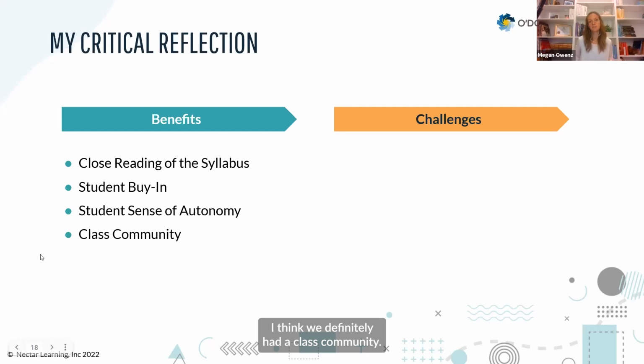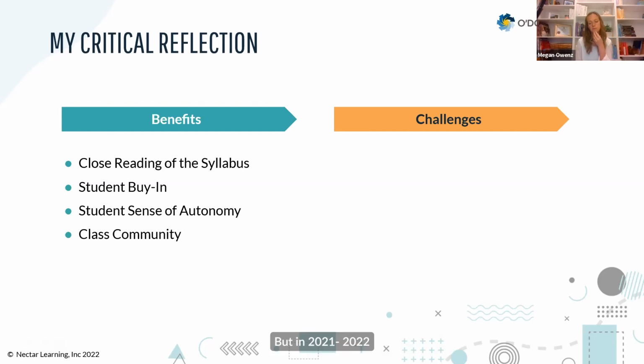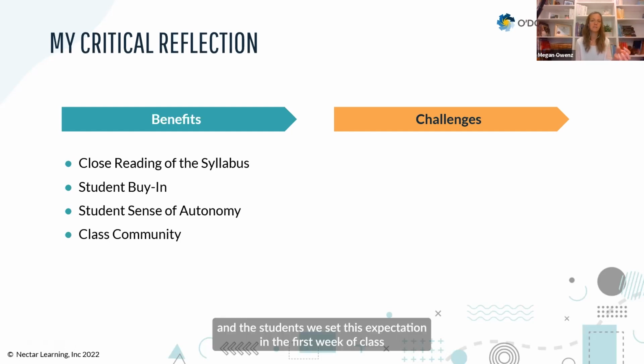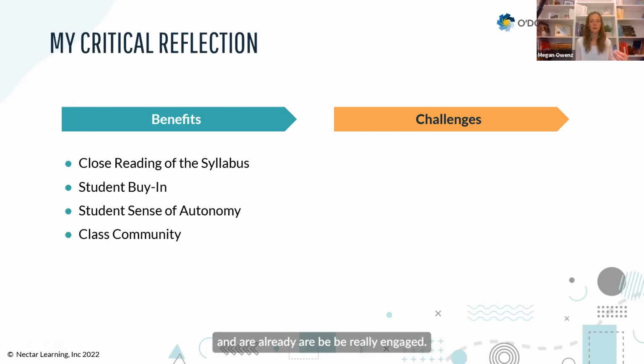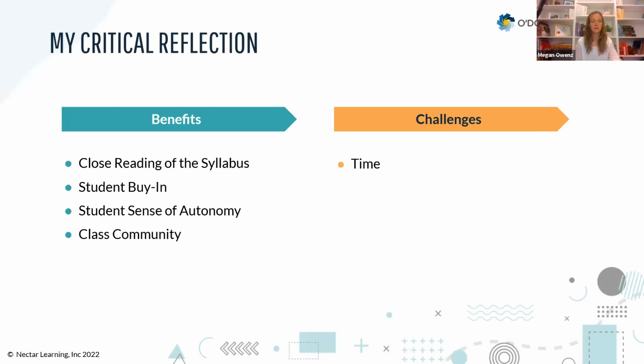We definitely had a class community. These were semesters after the pandemic when students were maybe a little bit pulled back, or not after the pandemic, but in 2021, 2022. And we set this expectation in the first week of class, and I would come into class and they would always already be talking to one another and already be really engaged. And so I felt like we really had this sense of community. And I do think anonymous response software is key there.